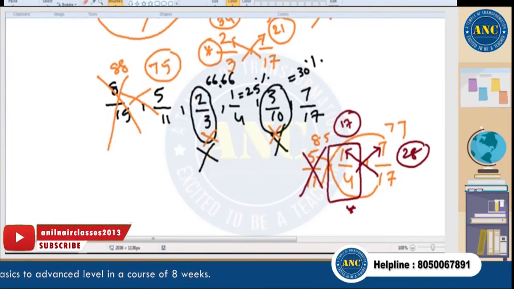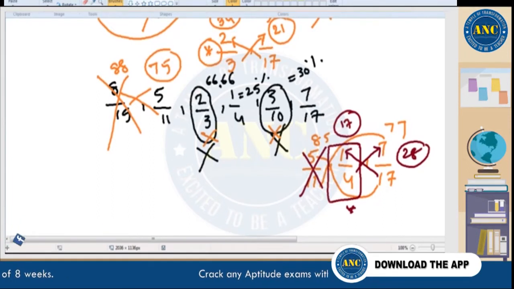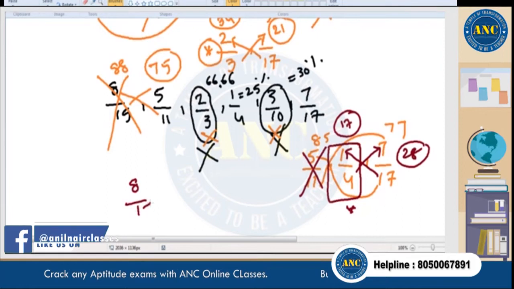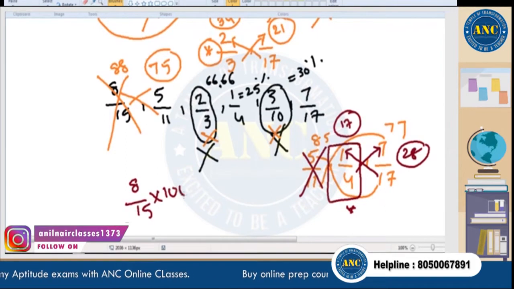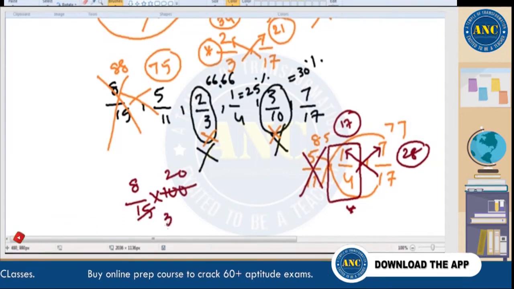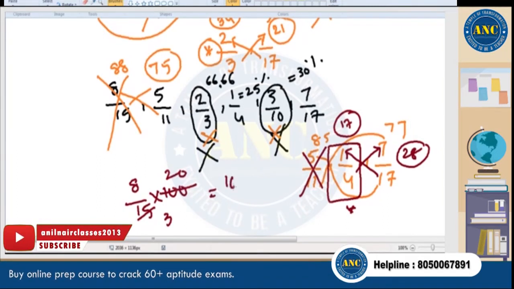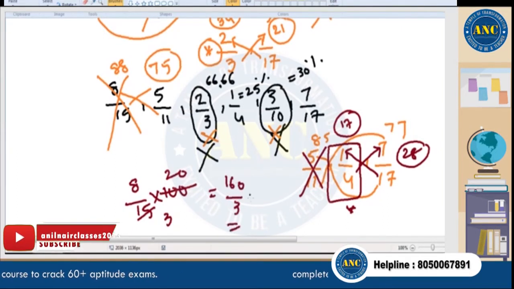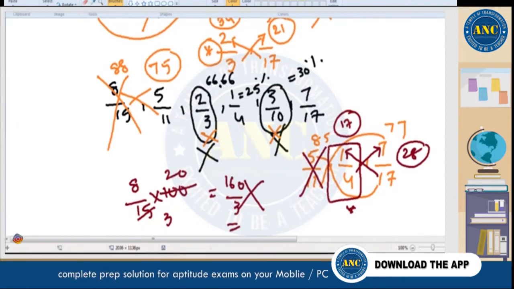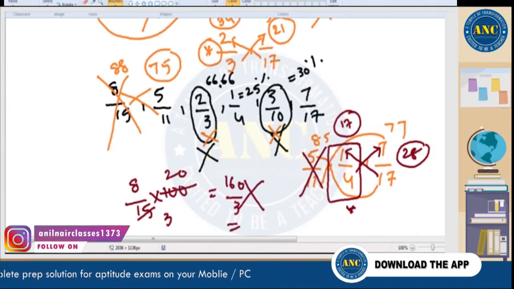But other than this, suppose I have to calculate 8 by 15 in terms of percentage, what do I have to do, sir? If I decide to calculate 8 by 15 in terms of percentage, into 100. After that, cancellation. 5 20 times, 5 3 times. After that, 8 into 20, 160 by 3. Like this, a lot of time will be wasted in calculation of individual percentages, sir.